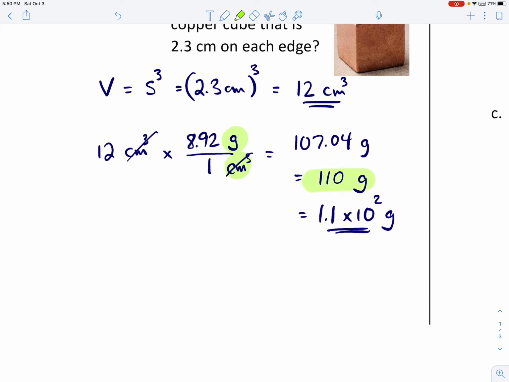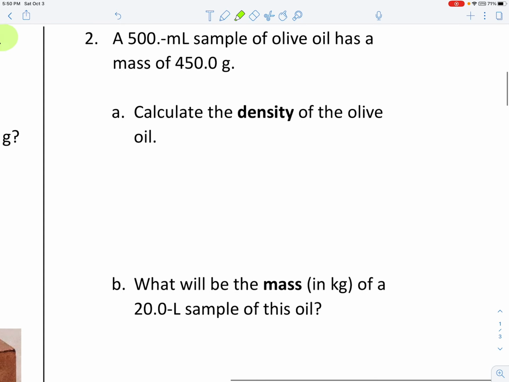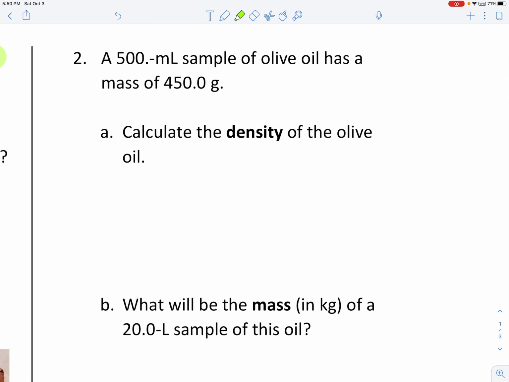Notice how we learned significant digits in our first unit. Every calculation we do, we use significant digits. So it's not something that we learned and then forget about. All right, if you want, you can pause the video and try this one yourself.